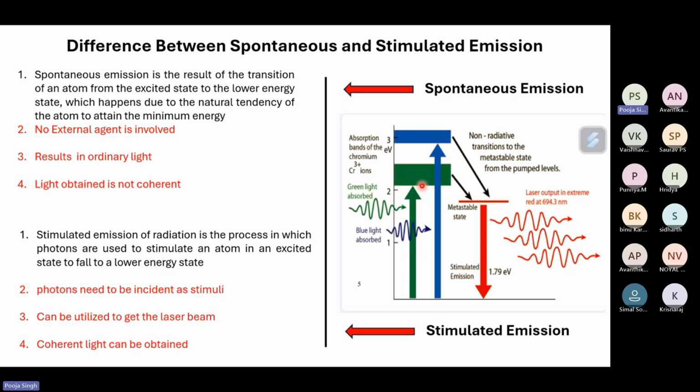They have used chromium containing some laser. What is happening is that this point is indicating the ground state. What they have done is absorb some light. Because of that, the electron undergoes excitation and reaches this state. So this is the excited state.